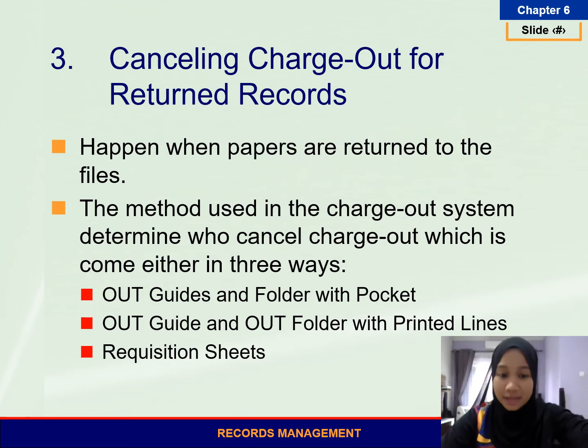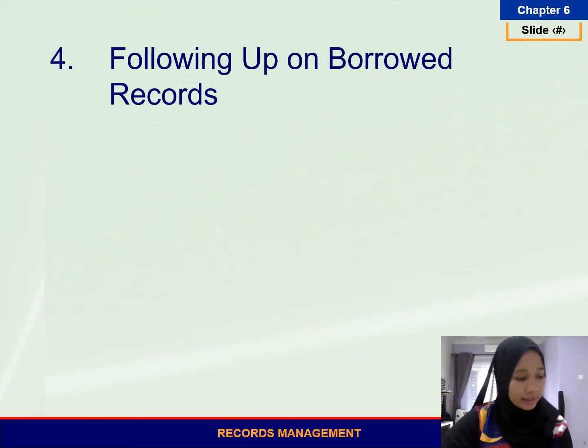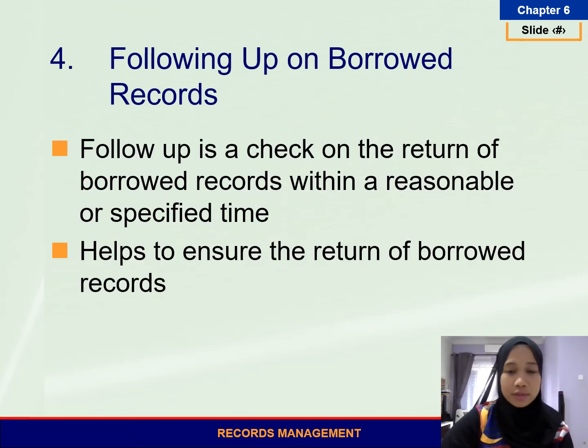Okay, so first is out guide and folder with pocket. Second is out guide and out folder with printed line, and last one is requisition sheet. Okay, so kita boleh guna je lah information yang dah isi tadi tu. So kita just cancel balik charge out tu untuk record yang telah di return. Okay, so untuk step 3 tadi adalah cancelling charge out bila dia dah return the records. But when the records are not returned to the record department, so you need to do number 4 ni, procedure dia, which is following up borrowed records. Okay, kena buat follow up lah.